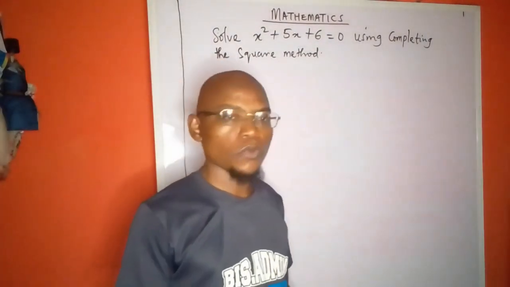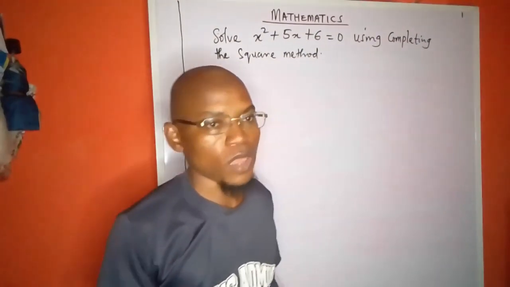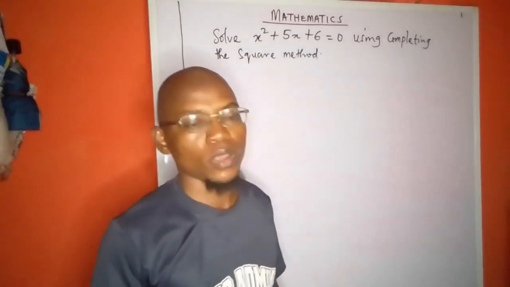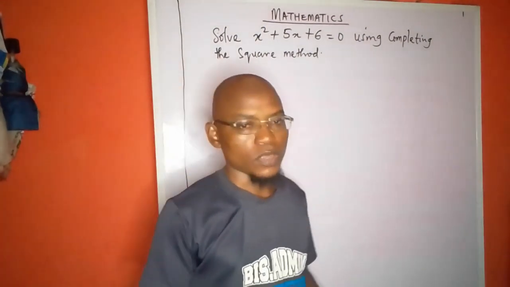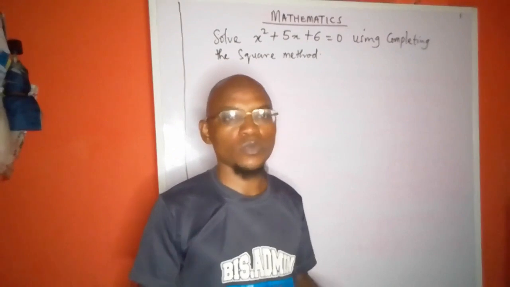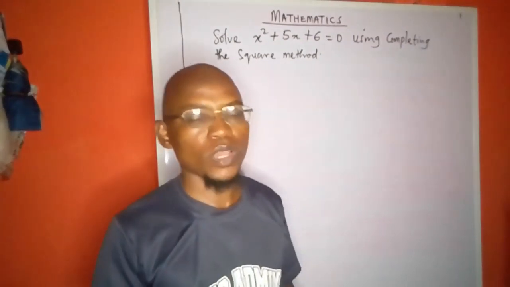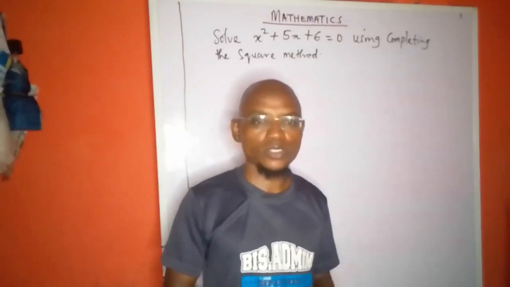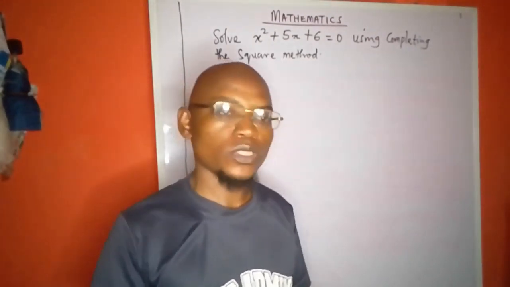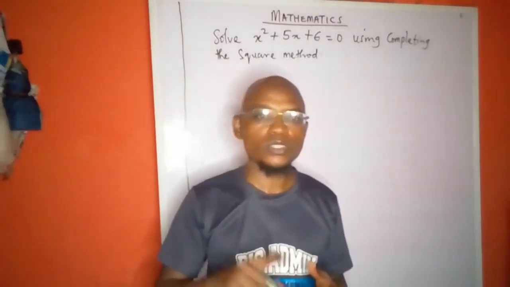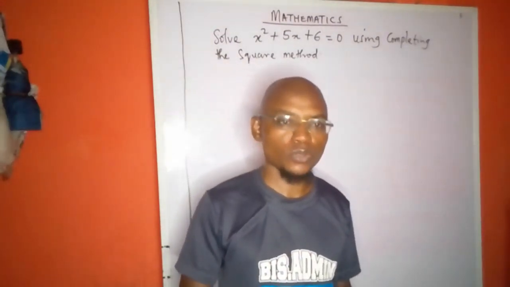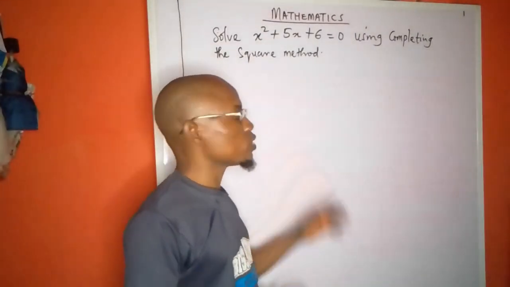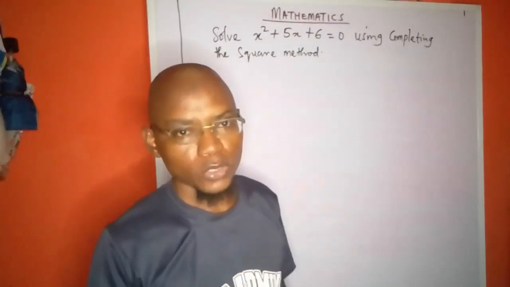So today we are going to be looking at how we can solve a quadratic equation using the completing the square method. If you go and check the previous class, you will see that we listed 3 methods we are going to be using for this tutorial: the factorization method, the completing the square method, and the quadratic formula method. So today we are going to be making use of the completing the square method.